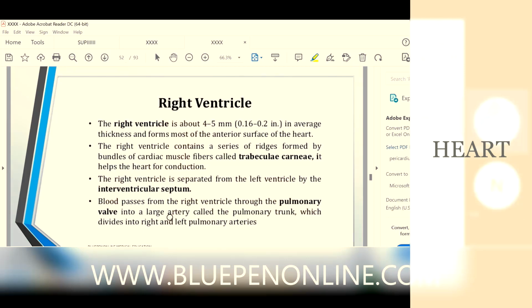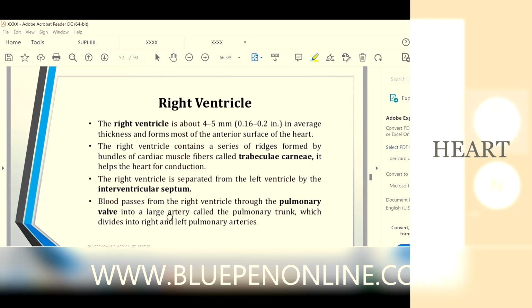I'll give some time to read that. Let me finish the chambers. The next is the right ventricle. It is 4.5 mm in average thickness, and it forms the anterior surface of the heart. The right ventricle contains some ridges, which are formed by cardiac muscle fibers. These are known as trabeculae carneae. So this will help for the heart conduction.